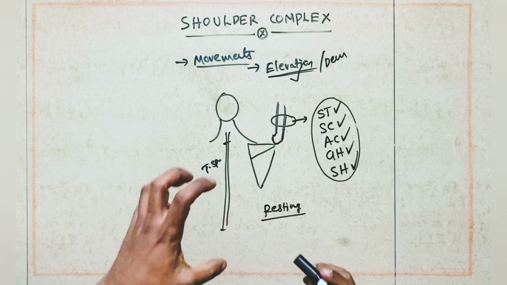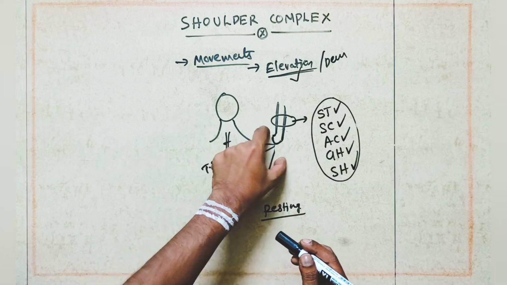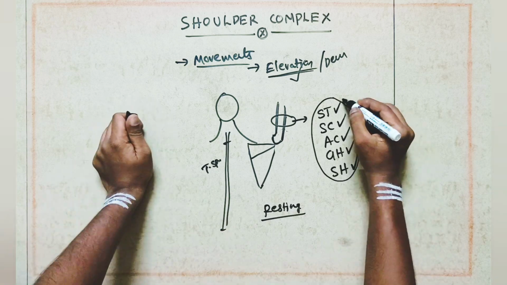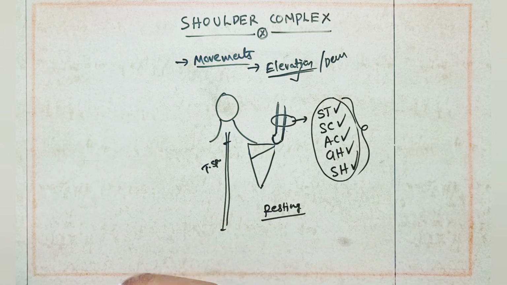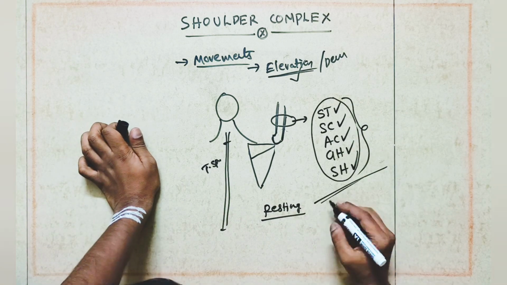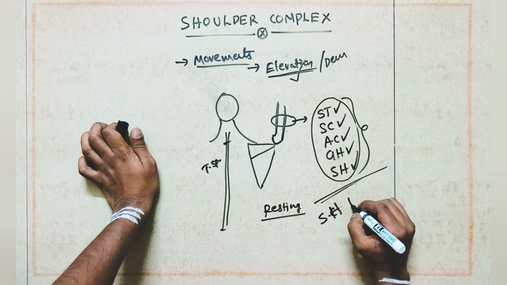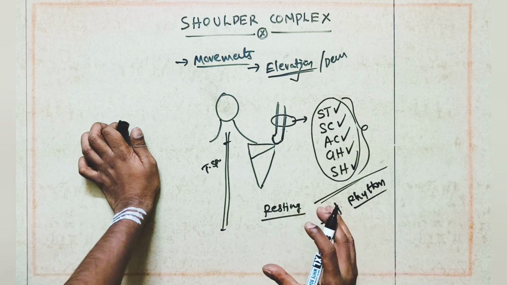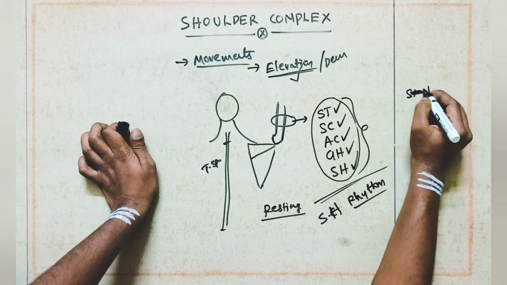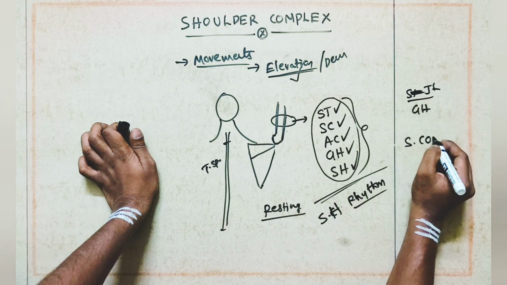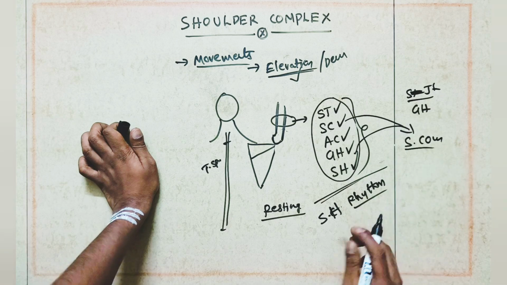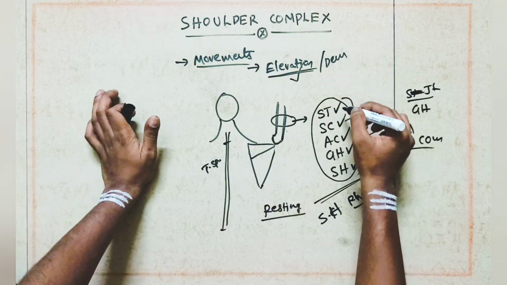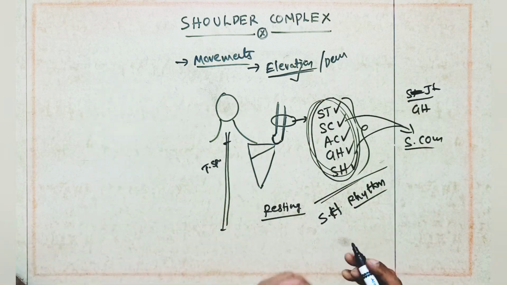So the point is, the movements in the shoulder complex are combined movements. It is an integrated function of all these joints. The name for this is scapulohumeral rhythm, also called the integrated function of the shoulder complex. Shoulder joint means only the glenohumeral joint. Shoulder complex means the combination of all these joints. So the elevation activity is the integrated function of all these joints. Clear?